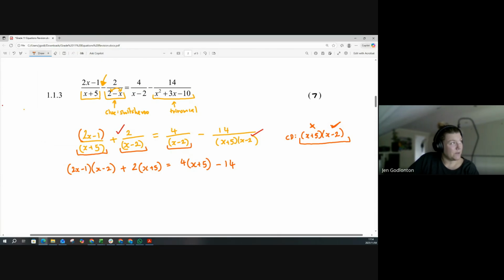Then I'm just going to go back into yellow from here, or orange, as you guys have been calling it. I'm just going to multiply everything out. So I'm going to do my FOIL over here. So we're going to have 2x squared minus 4x minus x plus 2. I'm going to do my distribution here. Plus 2x plus 10 is equal to 4x plus 20 minus 14.